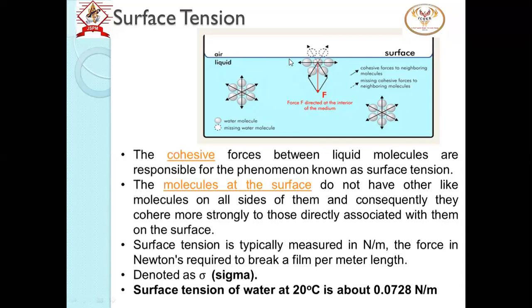So this is called the interface or surface. Here above is the air molecule, below is the water molecule. Therefore, whenever two different molecules attract each other, it is called adhesion, and cohesion is present between the molecules inside that particular liquid, right?